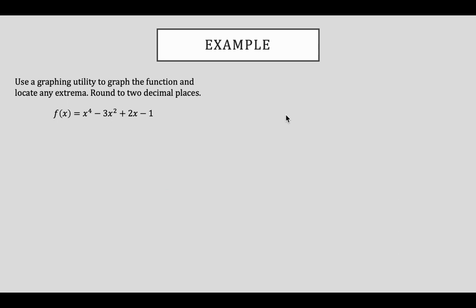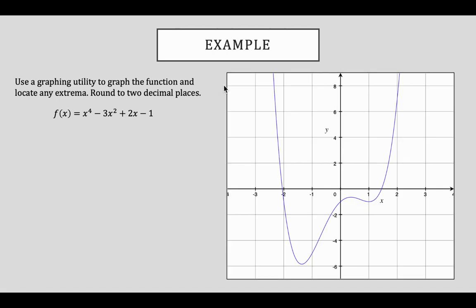Use a graphing utility to graph the function and locate any extrema. Round to 2 decimal places. Now, this is a problem where you are specifically going to use a calculator. I encourage you to use a TI-84. Go into your graphing setup and plug in y equals x to the fourth minus 3x squared plus 2x minus 1, and you will end up with an image that looks like this.